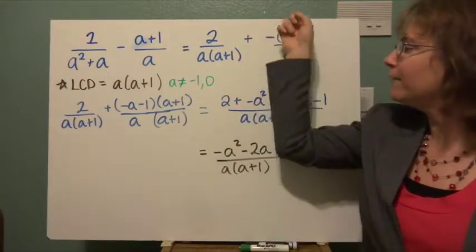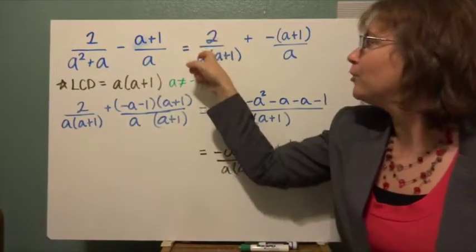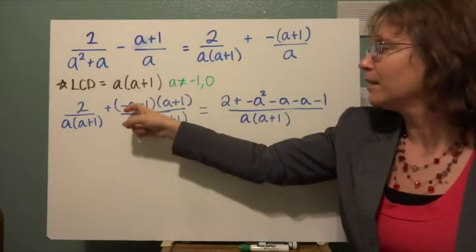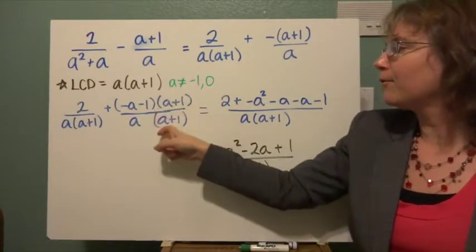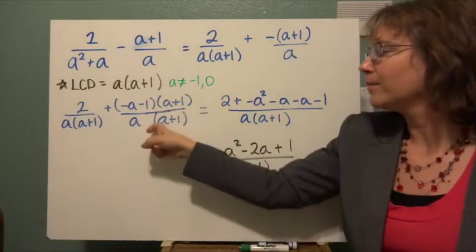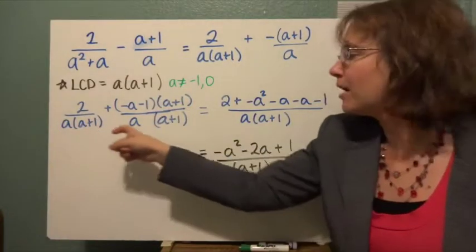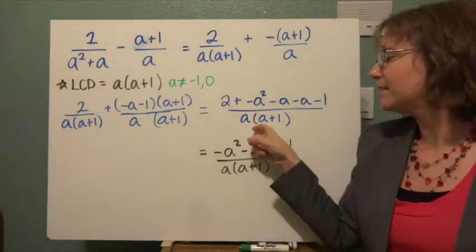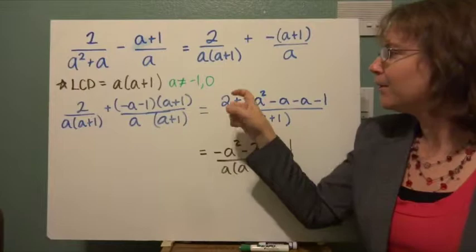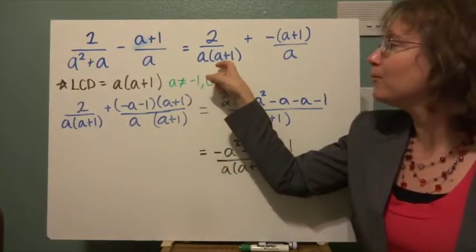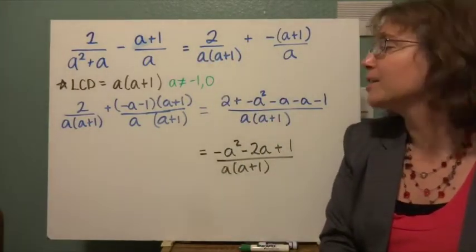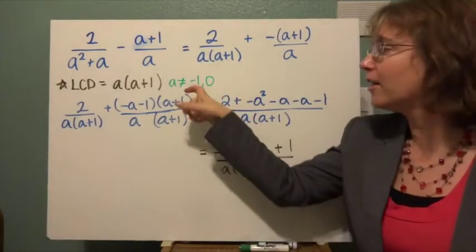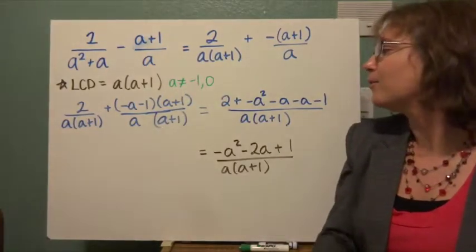So distributing my negative, I have my 2 over a times a plus 1 plus, I distributed my negative here, times a plus 1 over a plus 1. This is my special 1 right here. And then times a. Now I have a common denominator. I can rewrite this all over my common denominator, a times a plus 1. Now notice in here, a cannot be negative 1 or 0 because I can't have a 0 in the denominator. It's important to look at those constraints. So this works for a as long as a is not equal to negative 1 or 0.